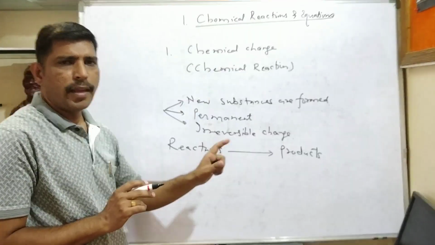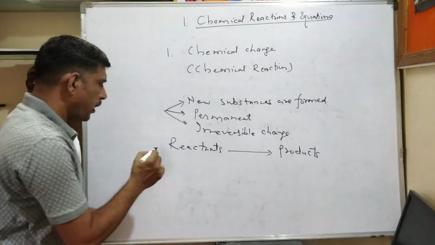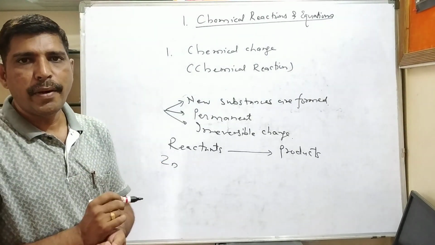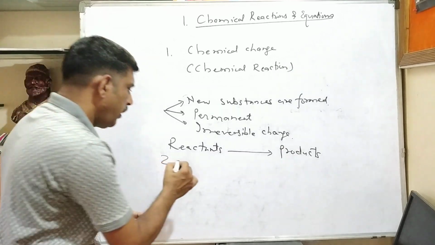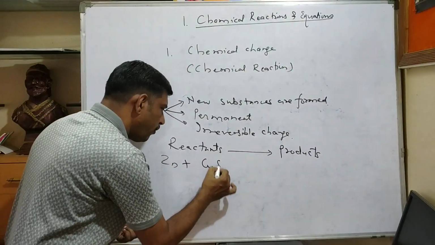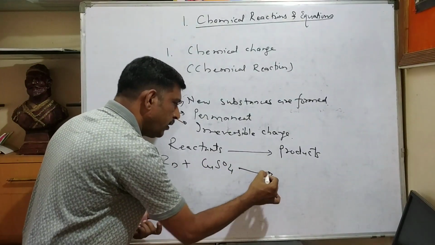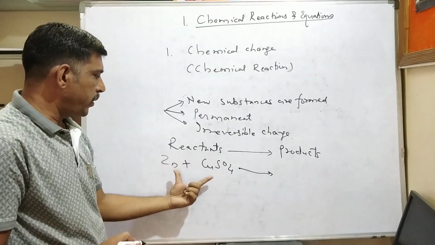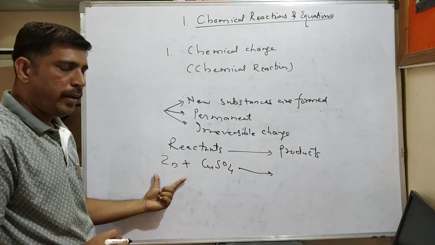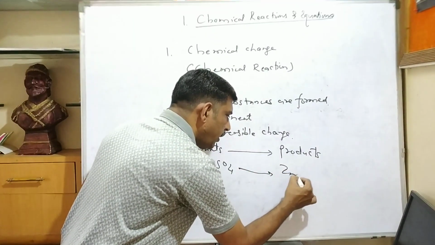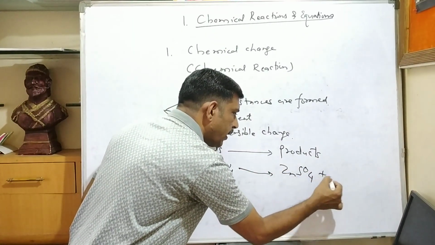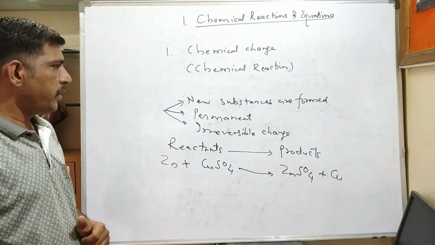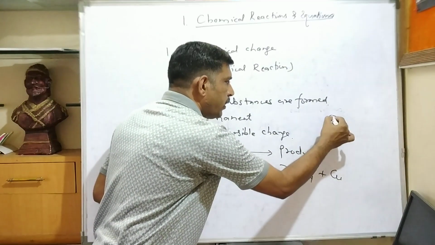A word equation for a chemical reaction. Suppose, for example, I put some pieces of zinc metal in the blue color solution of copper sulfate. Then a chemical change or chemical reaction takes place between the copper sulfate and zinc metal. We get a colorless solution of zinc sulfate and the copper will be set free. So to perform this reaction, we can take a test tube.